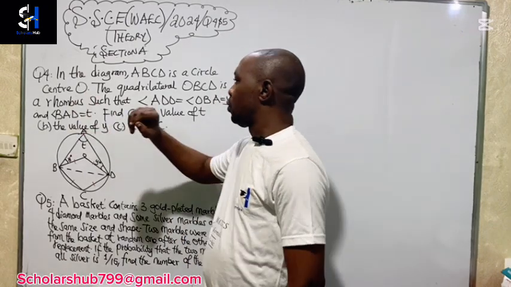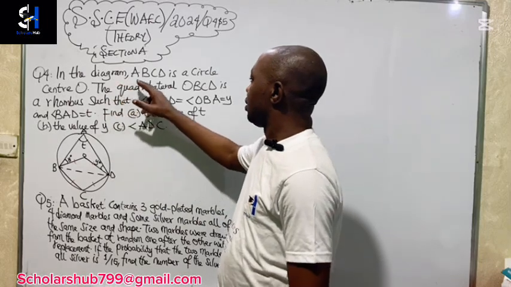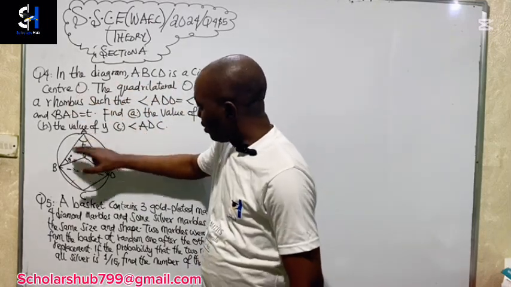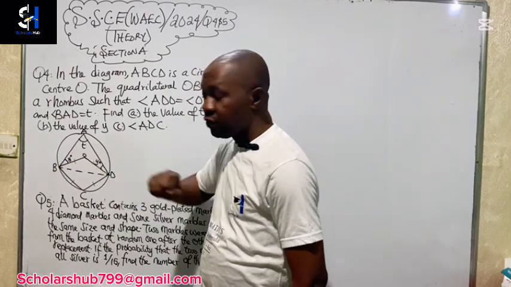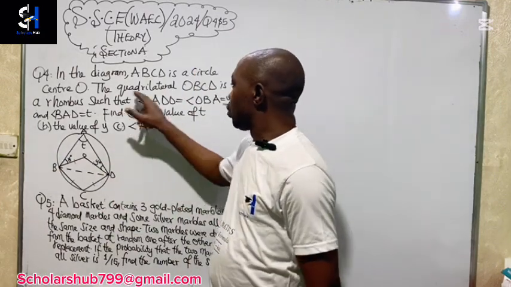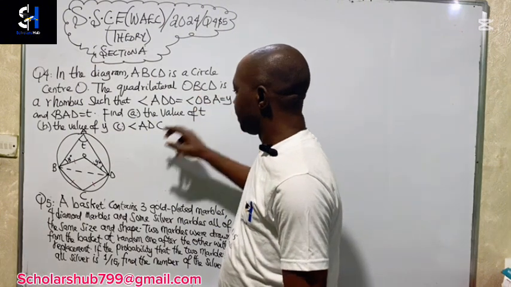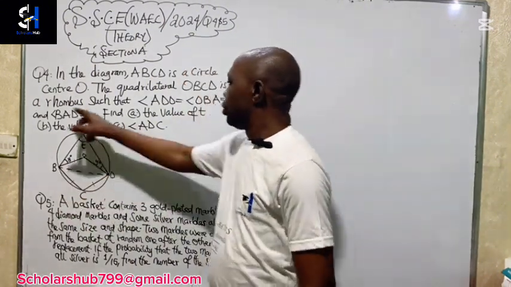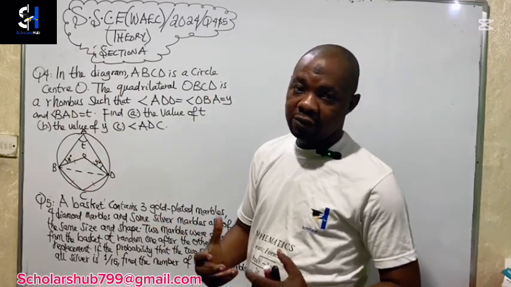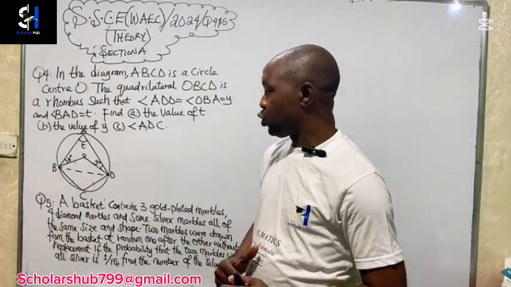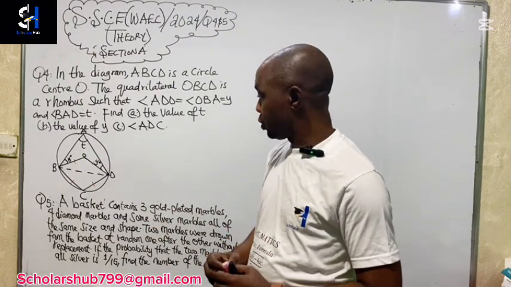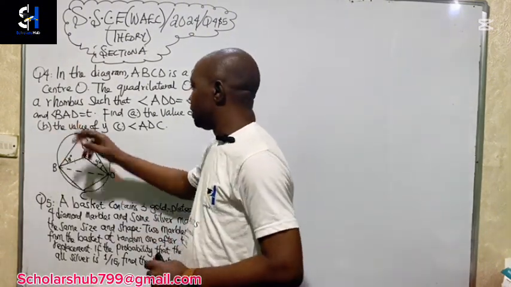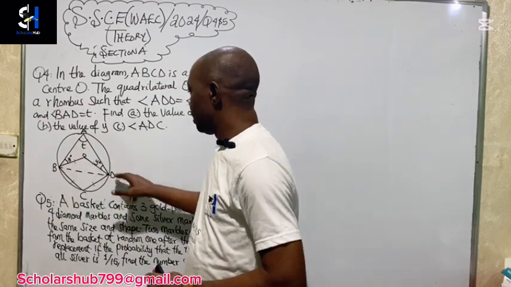Now question 4 reads: in the diagram, ABCD is a circle, center O. So we have ABCD, and the center of the circle is O. Now the quadrilateral OBCD is a rhombus. You know, a rhombus has all its four sides equal, which means the side lengths of a rhombus are equal. So we also have that angle BAD is equal to what?